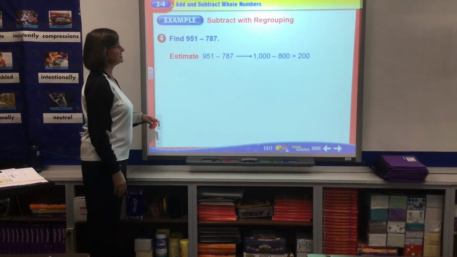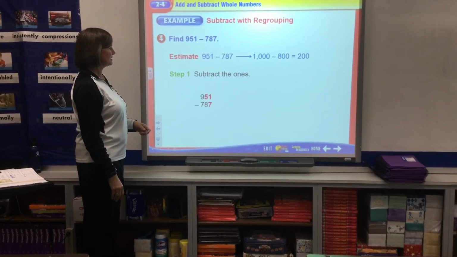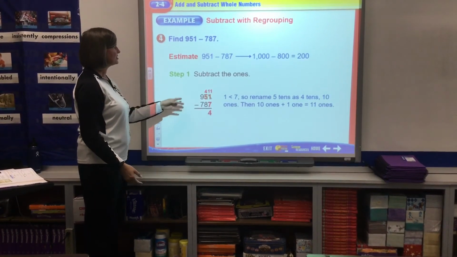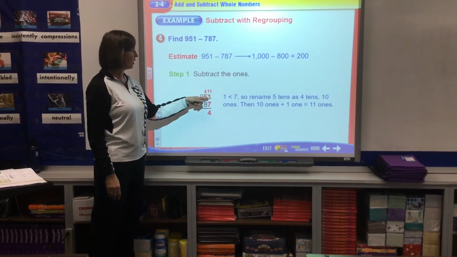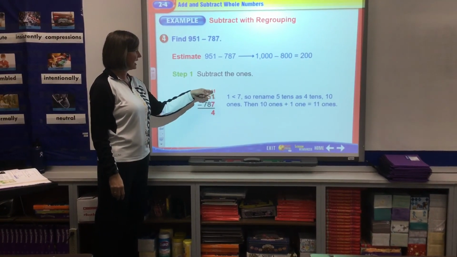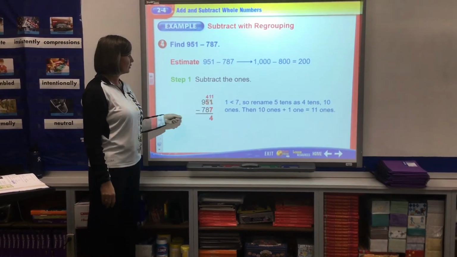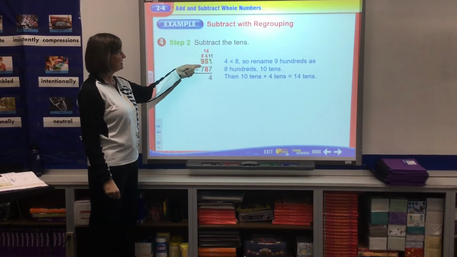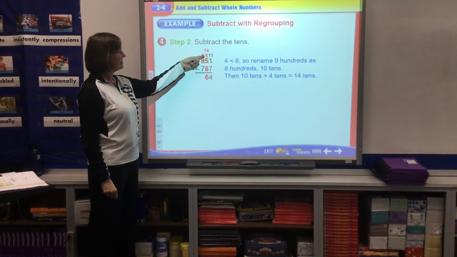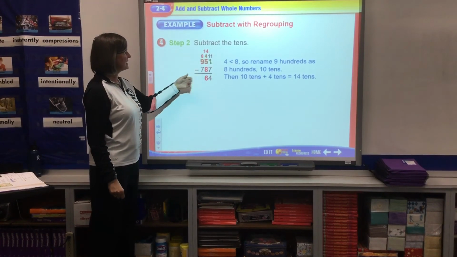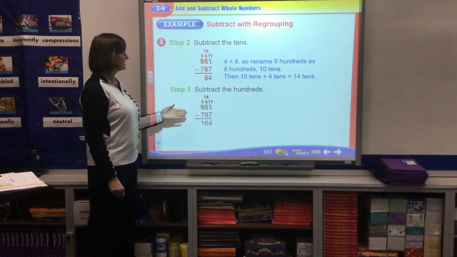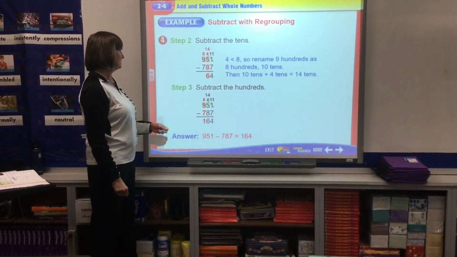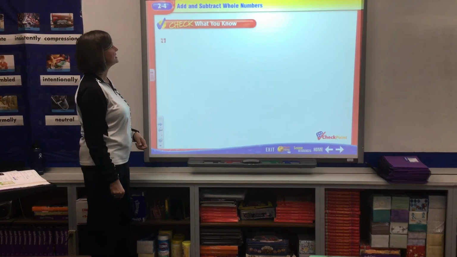All right, so they're going to take us through the steps here. We're going to start with subtracting the ones, and they're going to show us, since we can't do that, just like we did, they crossed out the 5, made it a 4, they added 10 to the one that was already there and got 11. 11 minus 7 is equal to 4. They're gonna do the same thing in the tens. We can't take 4 and subtract 8, so they're gonna borrow from the 9, make that an 8. That 4 becomes a 14, and then 14 minus 8 was 6. And lastly, the hundreds, 8 minus 7 was equivalent to 1.